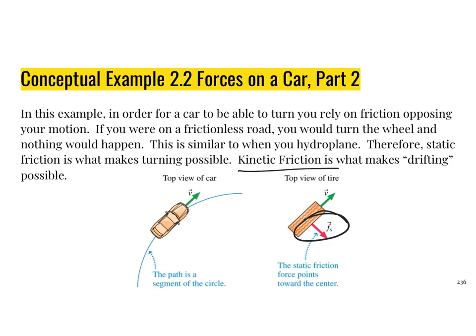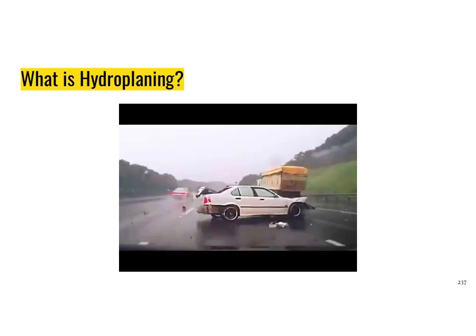So kinetic friction is actually what makes drifting possible. The tire slides side to side during drifting, but when turning, it doesn't slide at all. So it's static friction. A great example of that is hydroplaning. The concept is I'm going at some velocity, and due to a lack of friction, my car starts essentially drifting. And what that means is that I have broken static friction.